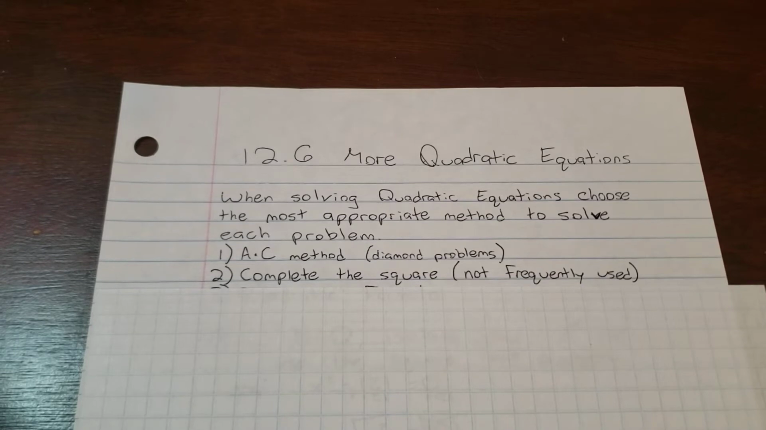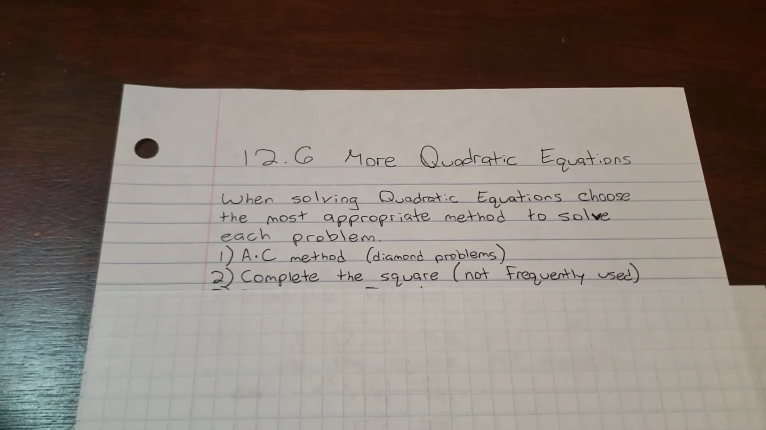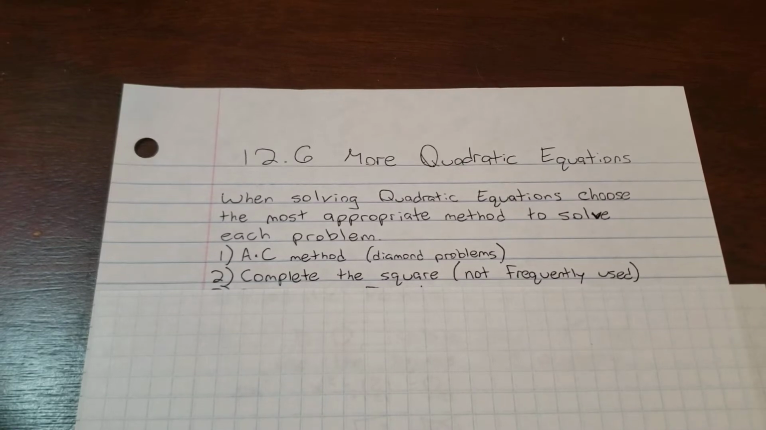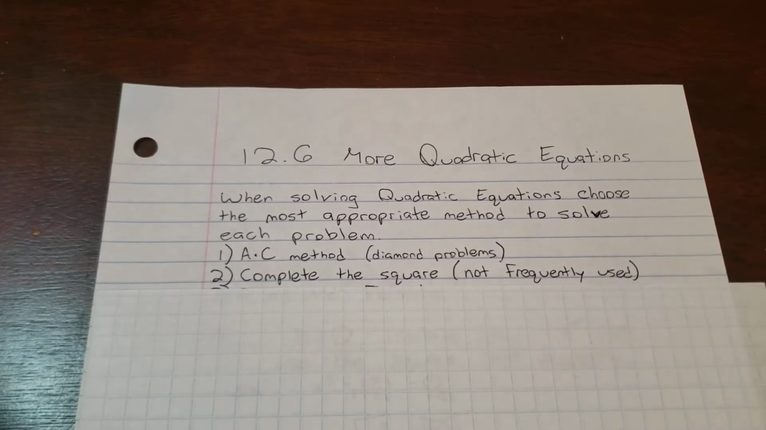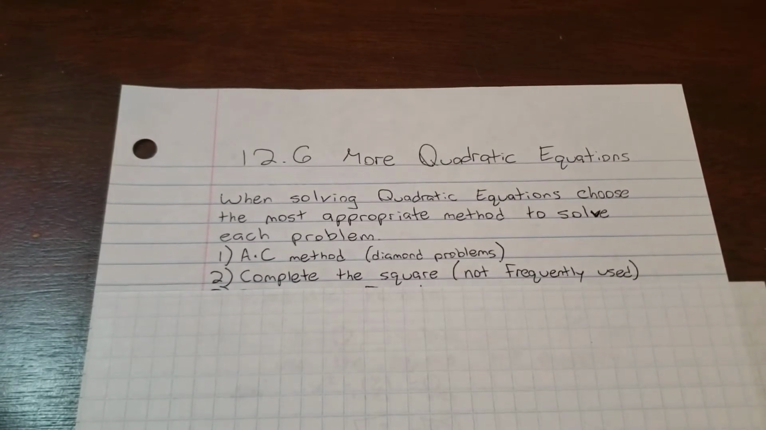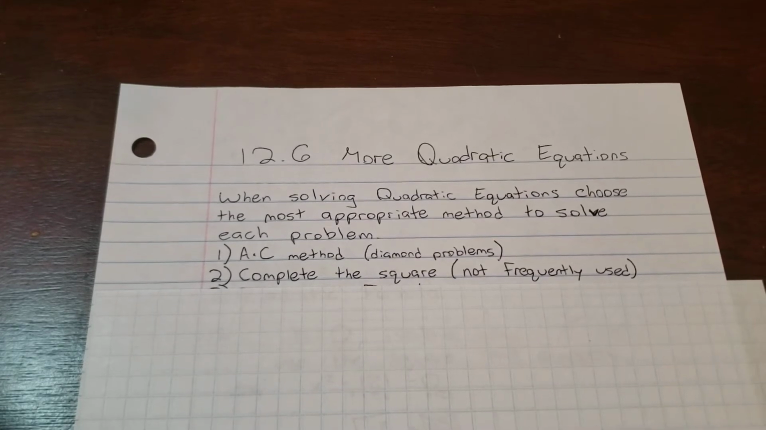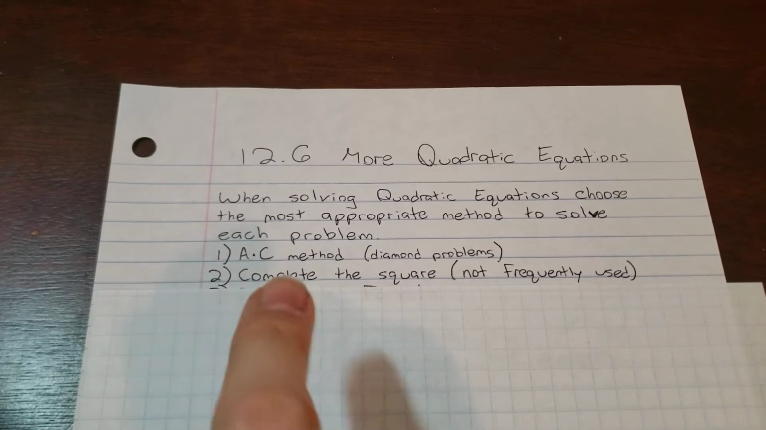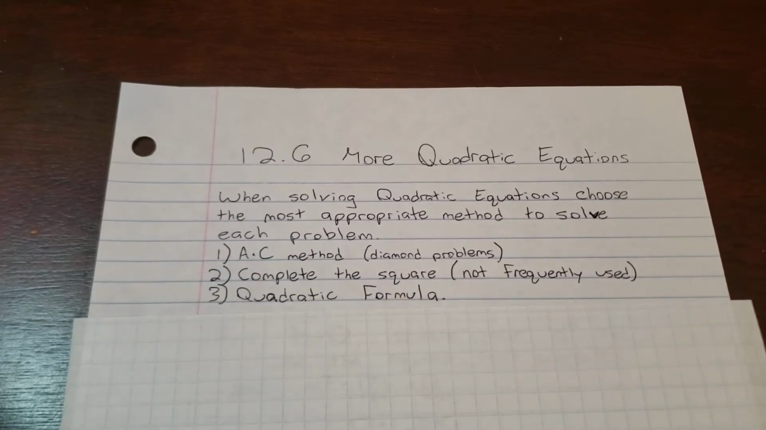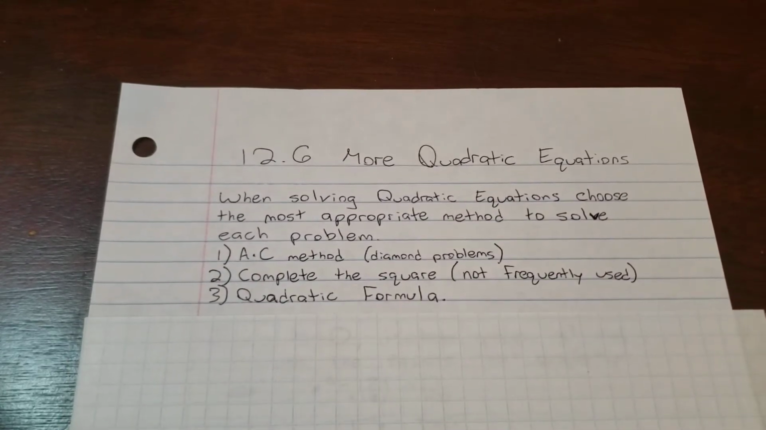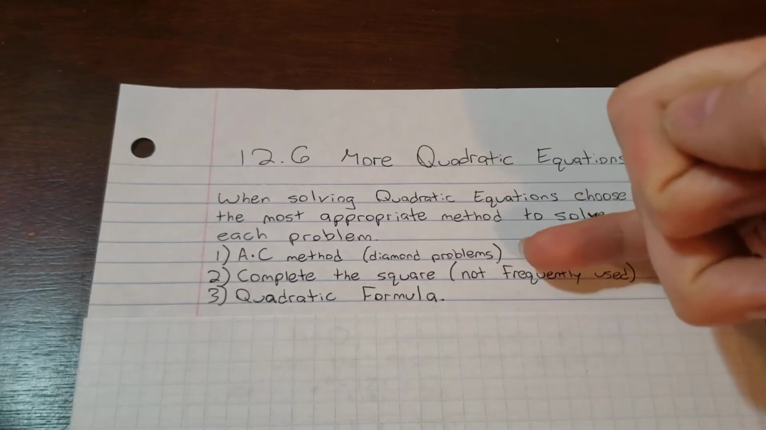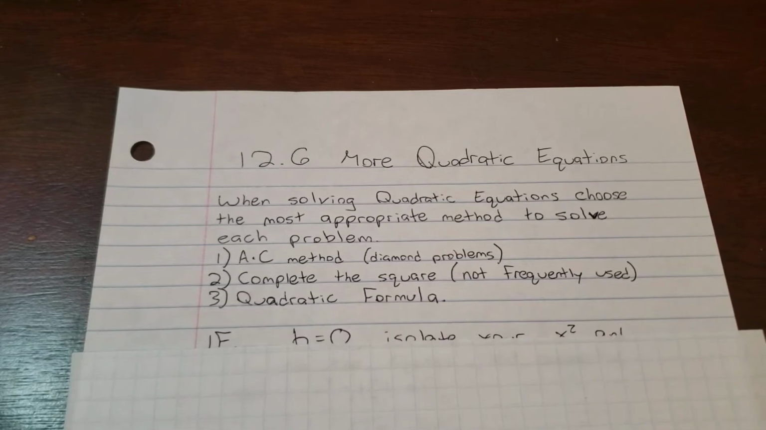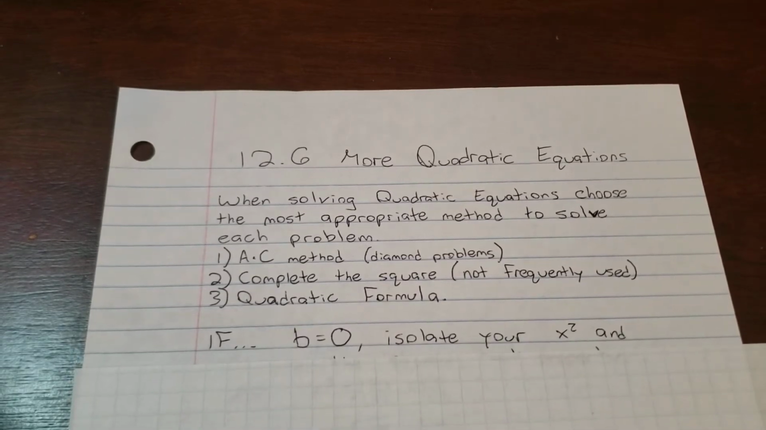It does have really nice benefits, right? Because that b over 2 term is the factor. Boom, right there. But that's not always the best. What I always recommend is trying the AC method, and if that doesn't work, then do the quadratic formula. So try number 1. If that doesn't work, boom, just go straight to the quadratic formula. It'll get you there.